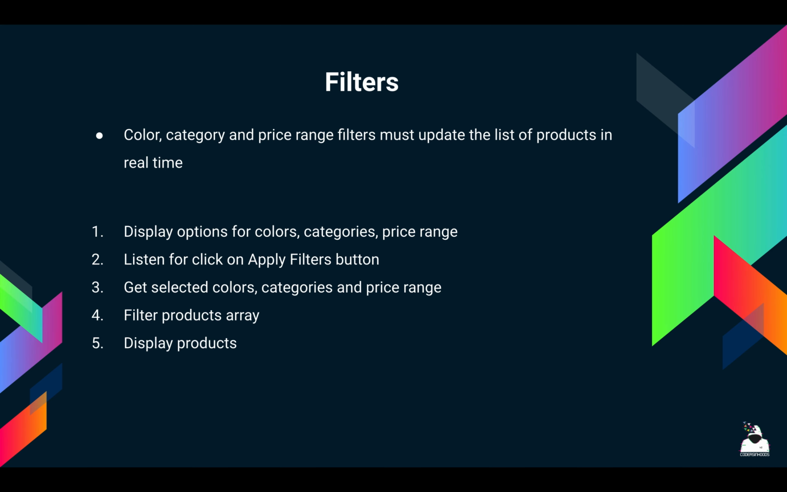First, I'm going to do a sort of version of the filters. So we're going to be displaying a list of the products. Then we have options for the various colors, the various categories, and a price range. We're going to listen for a click on apply filters. We then get the options that the user has chosen, so get the selected colors, the categories, and that price range, so figure out all of those. Then we'll filter our products array, and then we will display the products array.